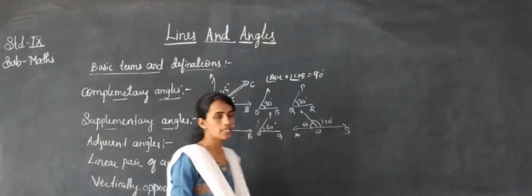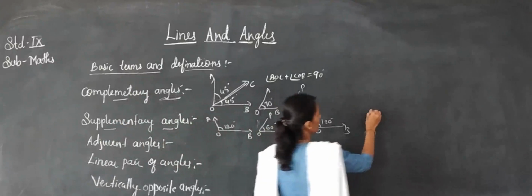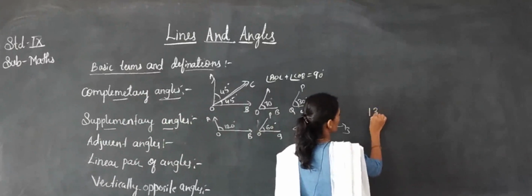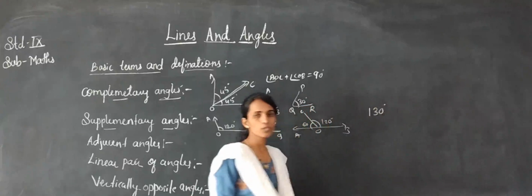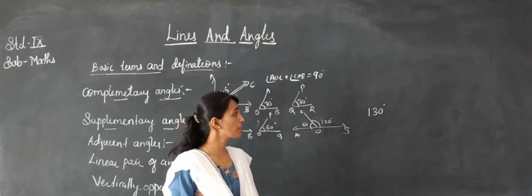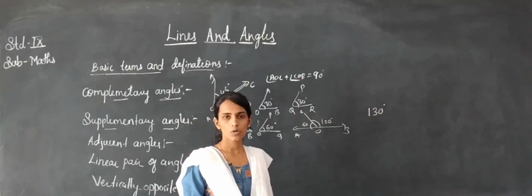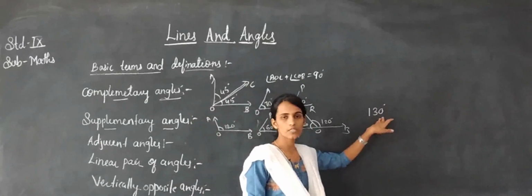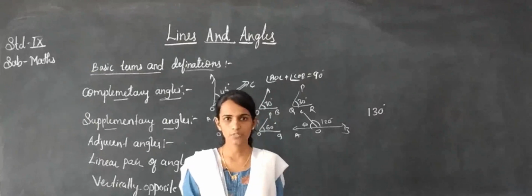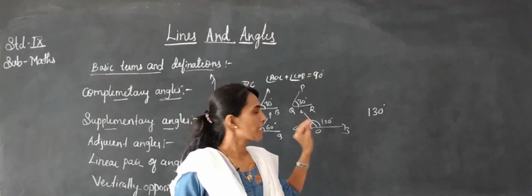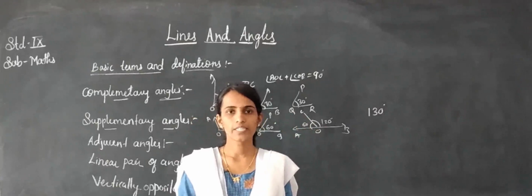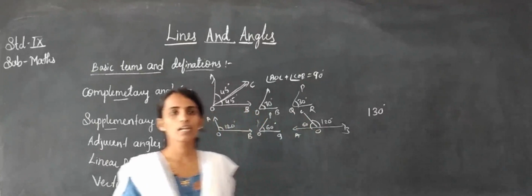Some questions they will ask. If one angle is 130 degrees, what is the supplementary angle of 130 degrees? So what you have to do? From 180 you have to subtract 130. What will you get? 50 degrees. That means the supplementary angle of 130 degrees is 50 degrees here. Like that also questions they will ask.